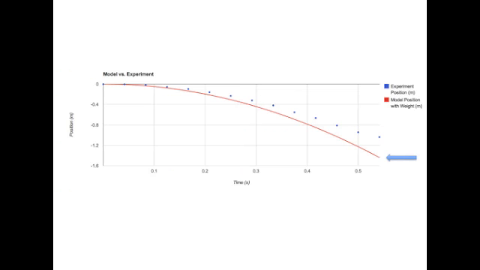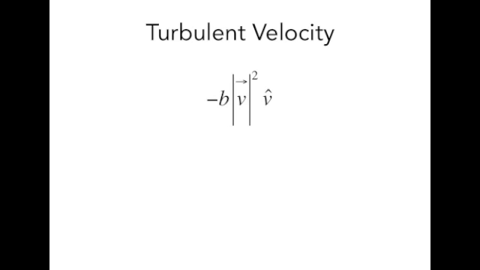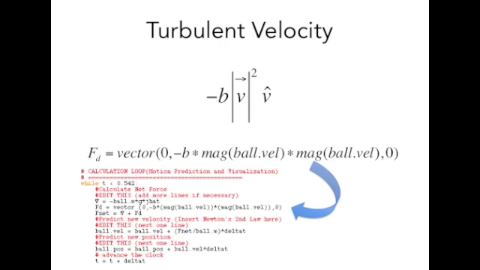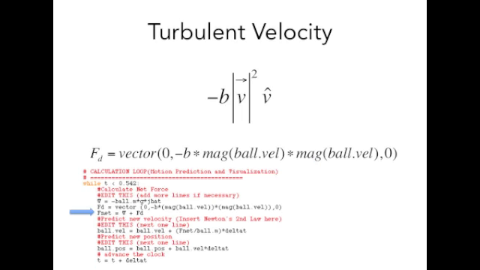When we run this model, we see that this model greatly overpredicts the motion of the cup. This is because, in addition to the weight force, there is another force acting on the cup, the drag force. The drag force can be calculated using the following equation, where b is a proportionality constant and is multiplied by the magnitude of the object's velocity squared. This can be represented in the code as follows. Now F net is set to be the sum of the weight and drag force.